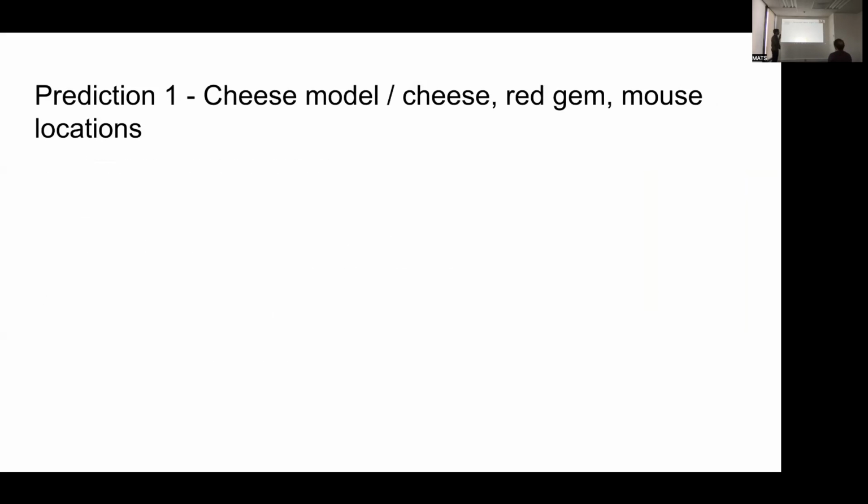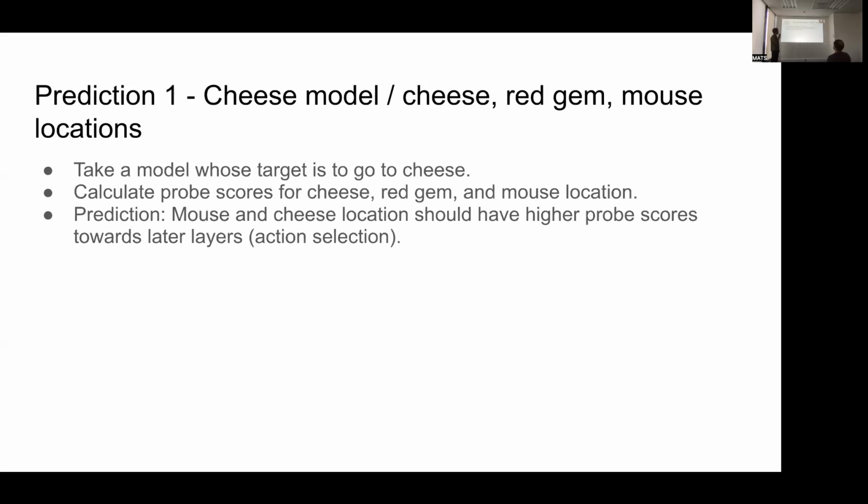Okay, so we move on to some experiments. We make predictions and then we test those predictions. So here's the first prediction and experiment. We take a cheese model, a model that's been trained to go to the cheese in the maze. And the maze contains other objects such as a red gem and, of course, the mouse itself. We calculate the probe scores for the cheese, the red gem, and the mouse location. And the prediction is that the mouse and cheese location should have high probe scores, should have high mutual information, at least towards the later layers, compared to the red gem, because the mouse is not caring about the red gem.